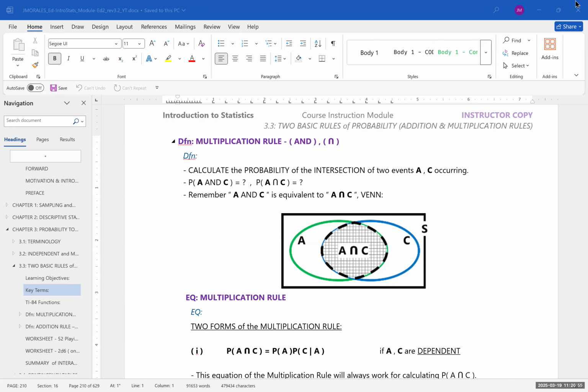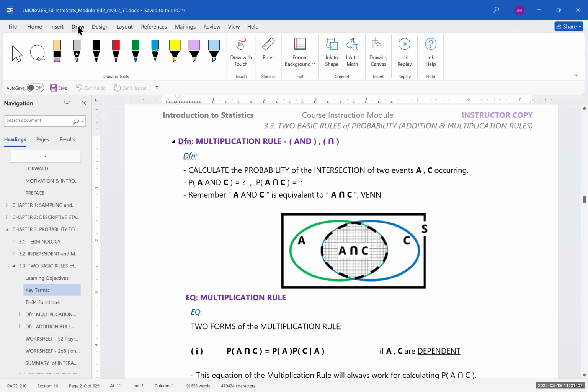All right. In 3.3, we're talking about two basic rules of probability, the addition rule and the multiplication rule. We'll start with the multiplication rule first. Bring a few things up here. That's good. All right. So what is the multiplication rule?